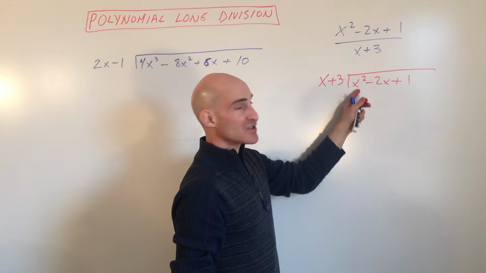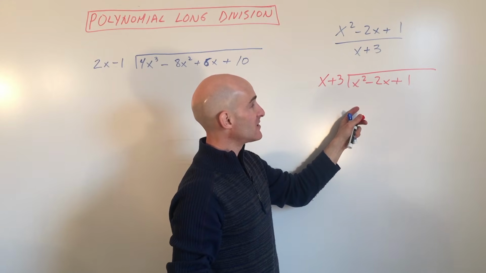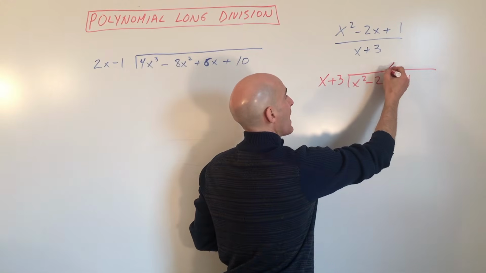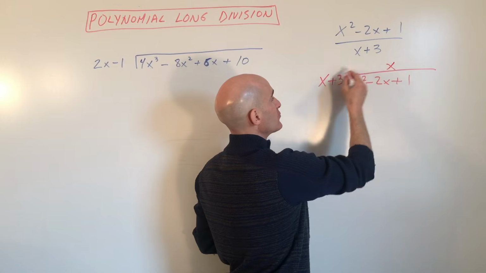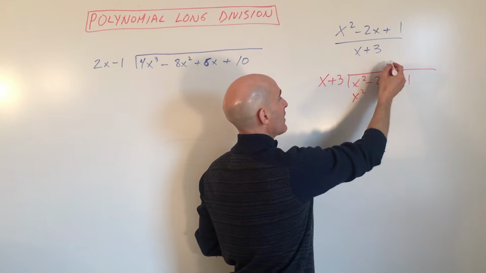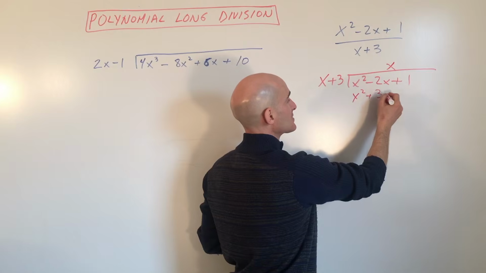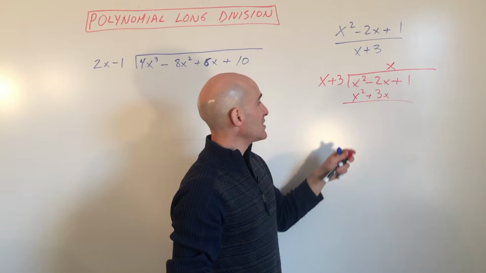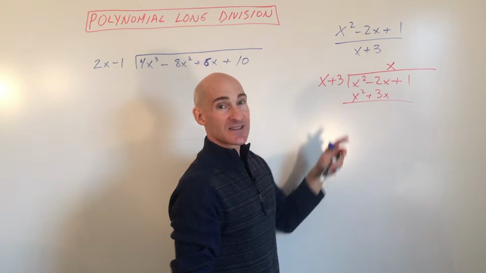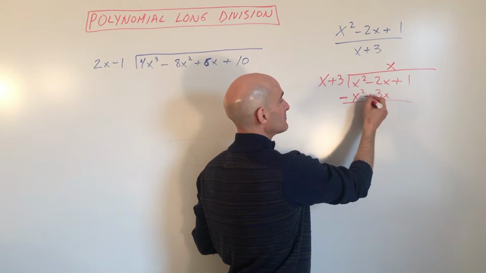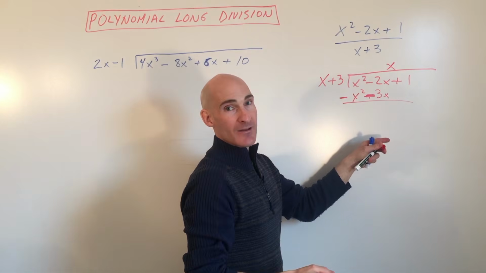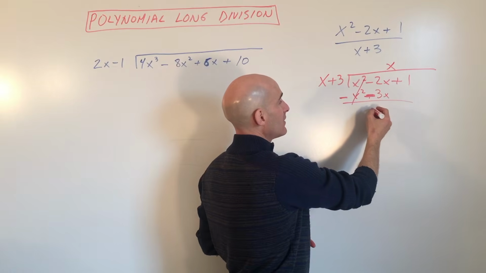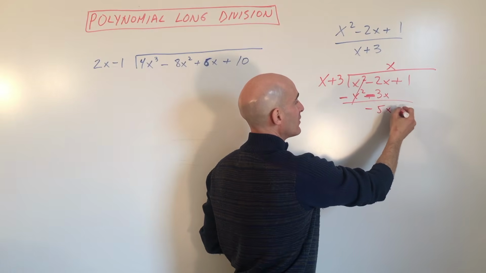You want to try to match this first term because when you subtract, you want to eliminate this first term. So that's going to be x, and then you're going to distribute. x times x is x squared, x times 3 is 3x, and then you want to subtract. Now what a lot of teachers will teach and a lot of students will do is change the signs to the opposite and then add, because subtraction is just like adding the opposite. So you can see that these cancel and we get negative 5x plus 1.